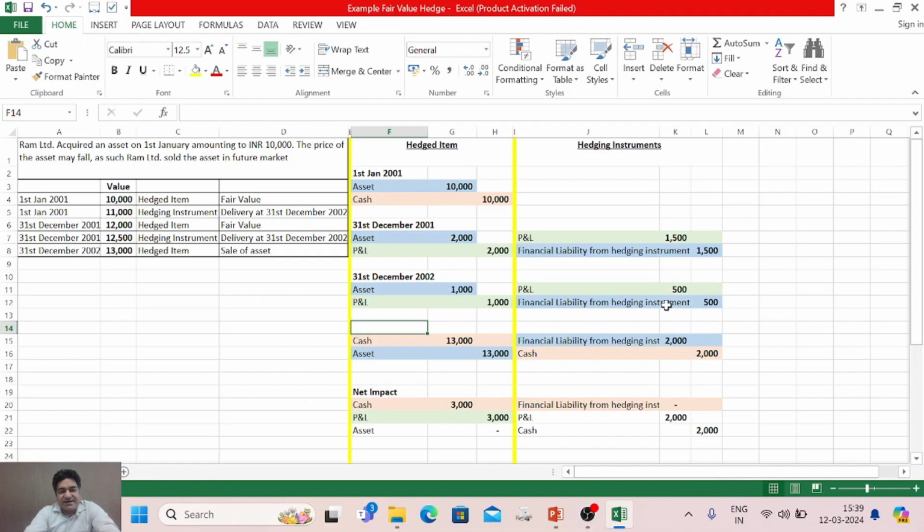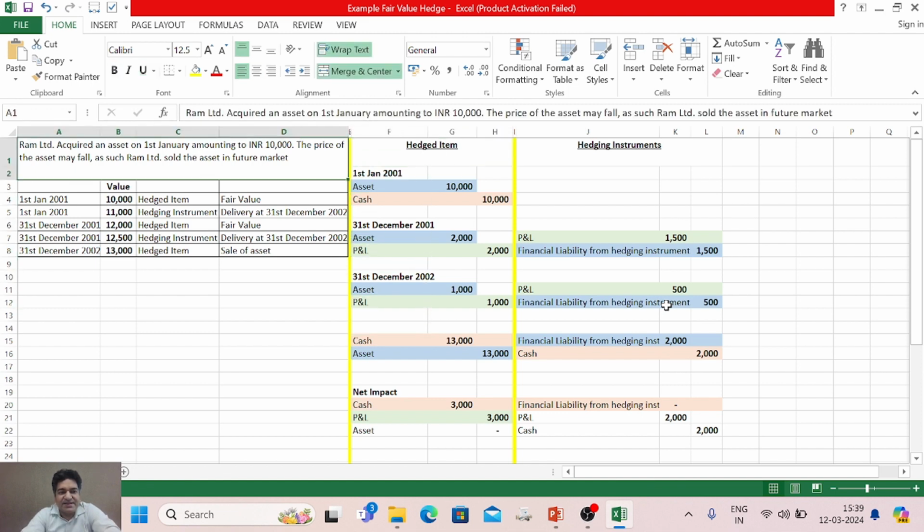So friends, let us understand the fair value hedge and the accounting for fair value hedge with the help of an example. In this example, as you can see, Ram Limited acquired an asset on 1st January amounting to rupees 10,000. So on 1st January, the value of the asset was 10,000. That is the transaction cost at which the asset was acquired. The prices of the asset may fall.